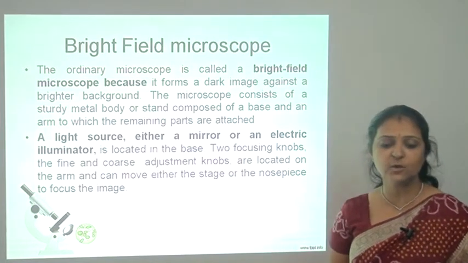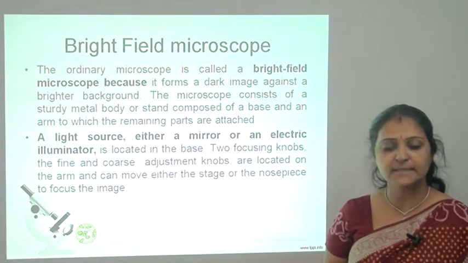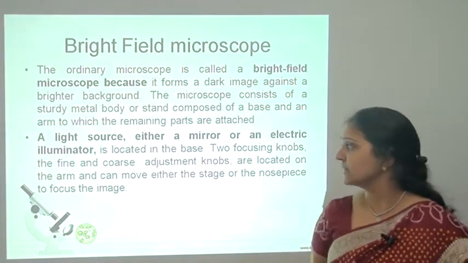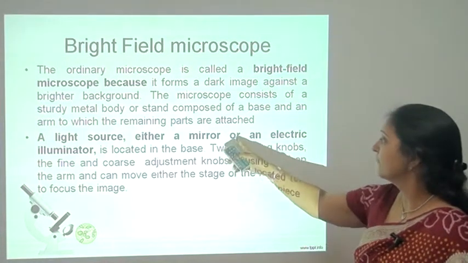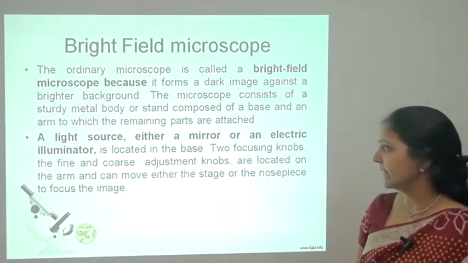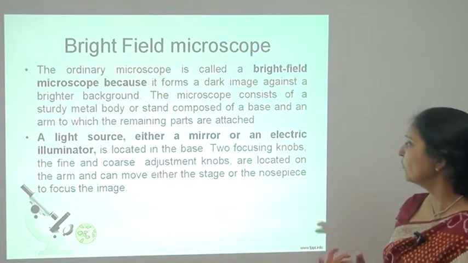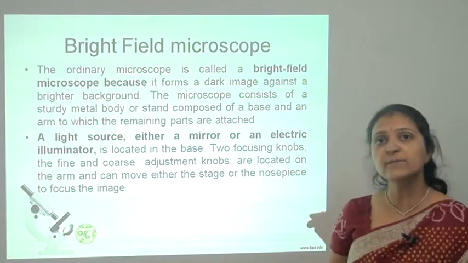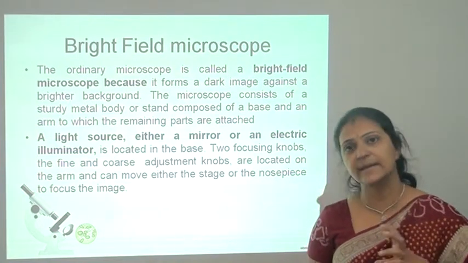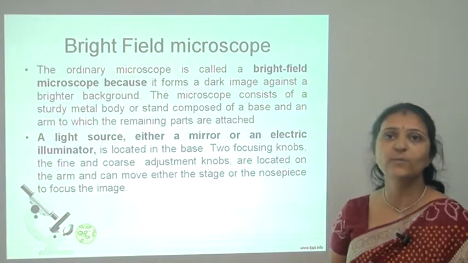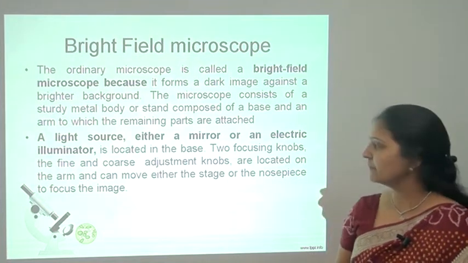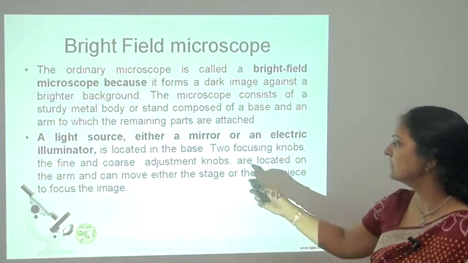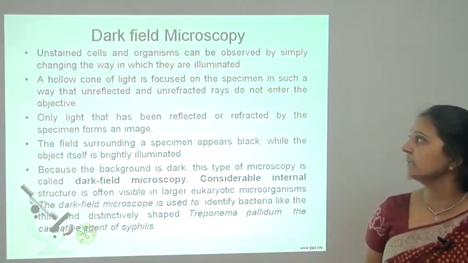The microscope consists of a sturdy metal body or stand composed of a base and an arm to which the remaining parts are attached. A light source, which may be a mirror or an electric illuminator, is located in the base. Two focusing knobs are the fine and the coarse adjustment. By using first the coarse adjustment and then the fine adjustment, we can adjust the picture and magnify and resolve it properly. They are located on the arm and can move either the stage or the nose piece to focus the image.